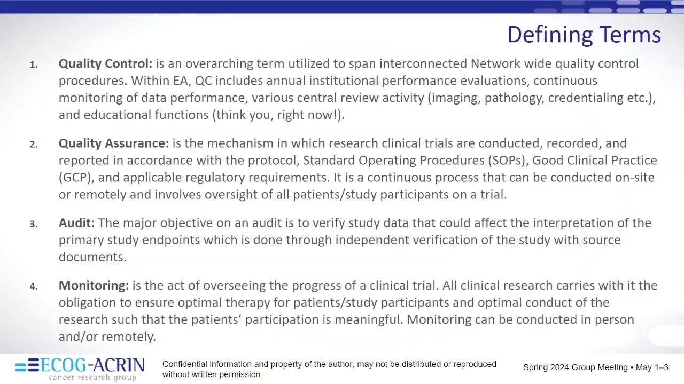Quality assurance is the mechanism in which research clinical trials are conducted, recorded, and reported in accordance with the protocol, SOPs, GCPs, and applicable regulatory requirements. It's a continuous process that can be conducted on-site or remotely, and involves oversight of all patients on a trial. Audit. The major objective of an audit is to verify study data that could impact the interpretation of primary study endpoints, which is done through independent verification of the study with source documents.